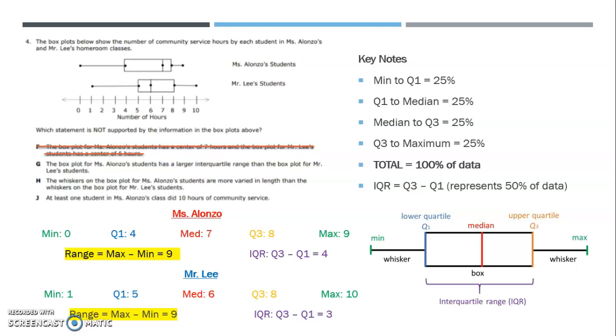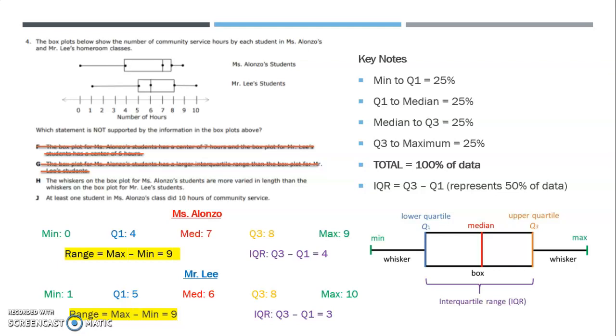Lee. So Miss Alonso has an IQR of 4. He has 3. That's true. So that can't be my answer because I need a false one. Next one says the whiskers on the box plot for Miss Alonso are more varied in length. So Miss Alonso's range is larger than Mr. Lee's. So his range is 9, hers is 9. That is not true. They're the same. So because they're the same, that might be my answer.